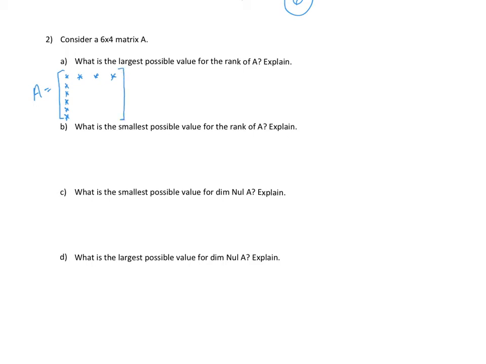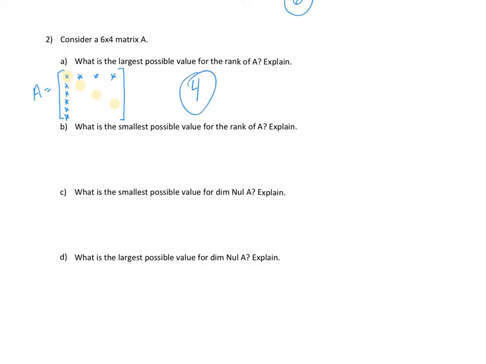The largest possible value for the rank of A. That would be pivot columns, right? How many pivots could we have? I could have a pivot here, here, here, and here. I only have 4 columns, so I can't create any more pivots. So the largest possible value for rank of A would be 4.